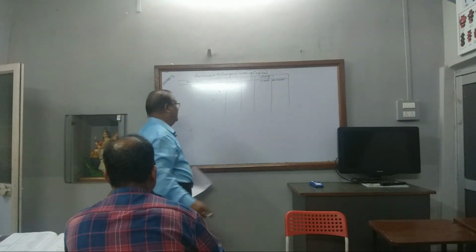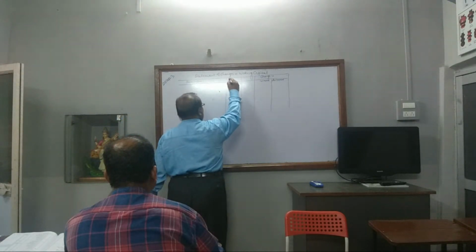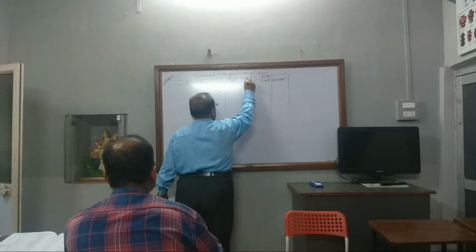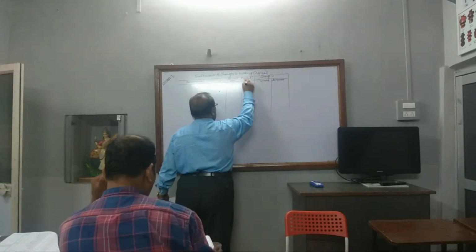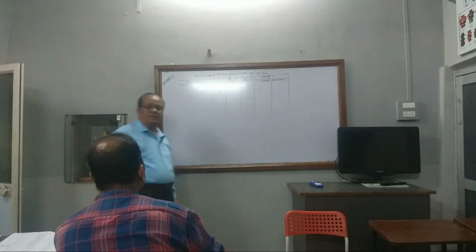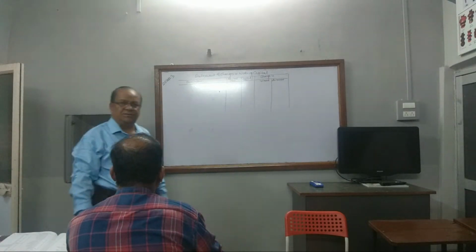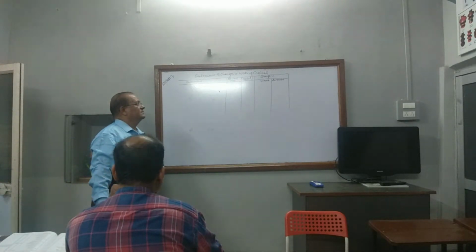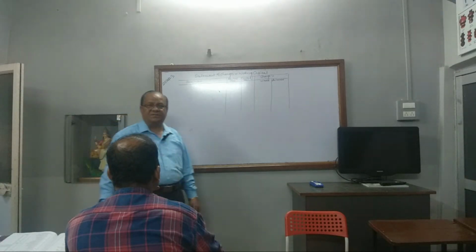So here in this first is previous year. And here current year. So they can ask you for 5 marks: give the pro forma of changes in working capital.